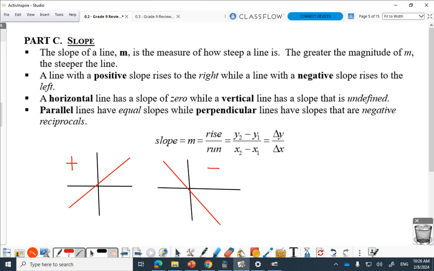Let's make sure the notes say that. A line with positive slope slopes to the right, rises to the right. There, yes, let me underline that. Rises to the right, whereas a line with negative slope rises to the left. Or, let's just add to that, or falls to the right. Another way to say that. Both are good.